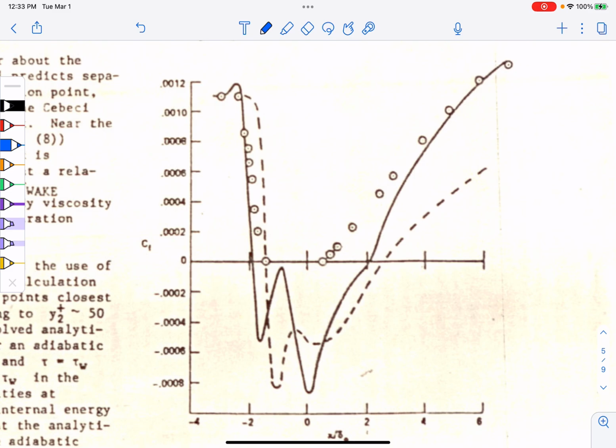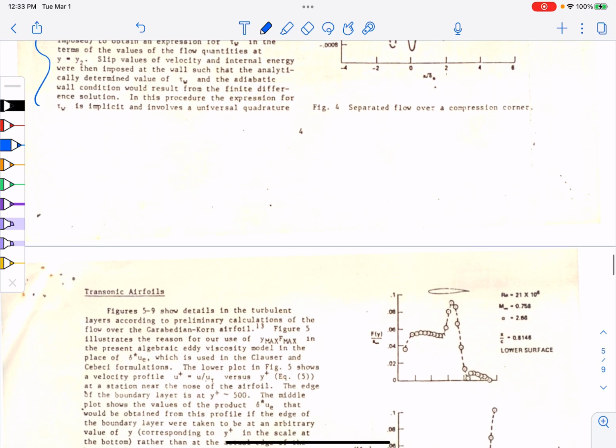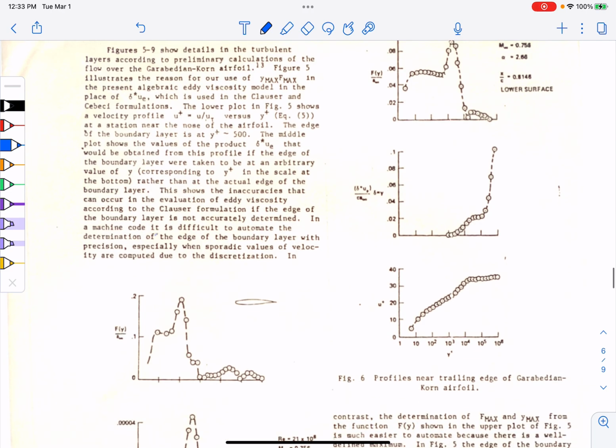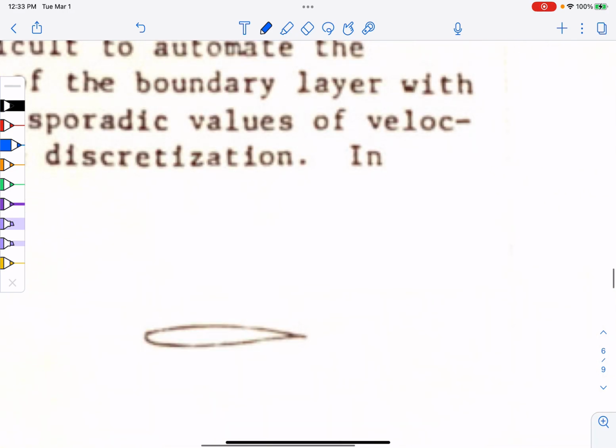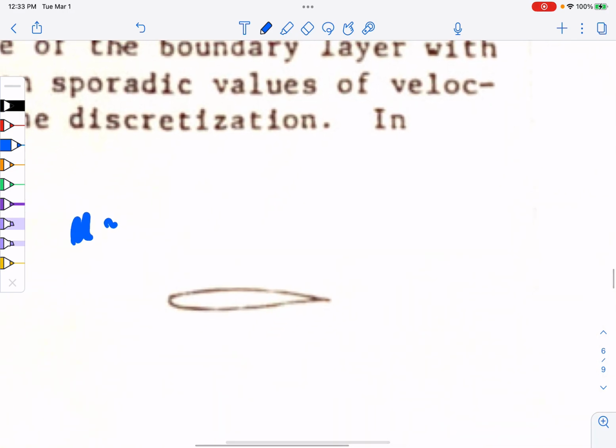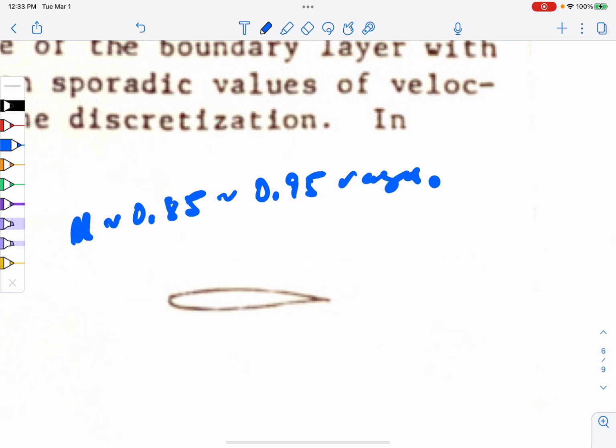A few other quick graphs just to mention. Here's the transonic airfoil case. A lot of flight vehicles are flying in the transonic regime. Transonic airfoil is where we have an airfoil, and the Mach number is on the order of 0.85 and a little bit higher, maybe 0.95 in that range for thin airfoils. And what happens, of course, is you get shocks appearing on the airfoil if it's symmetric, and then there's a separation with a turbulent wake.